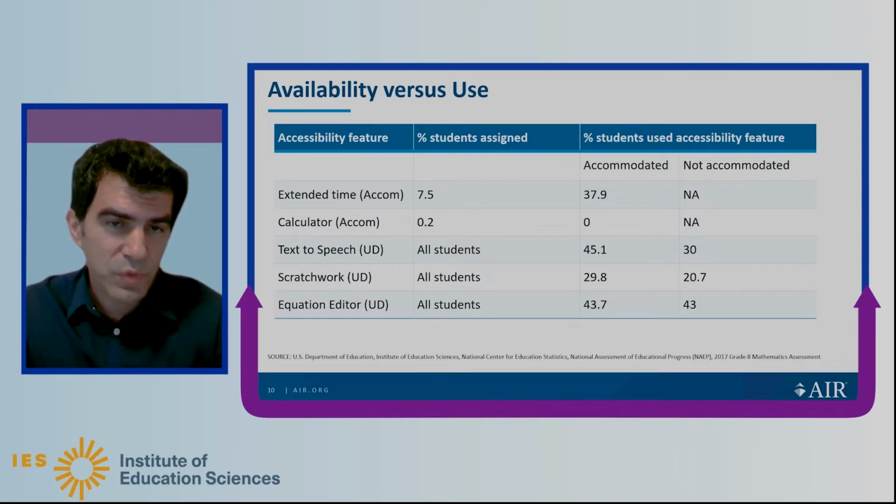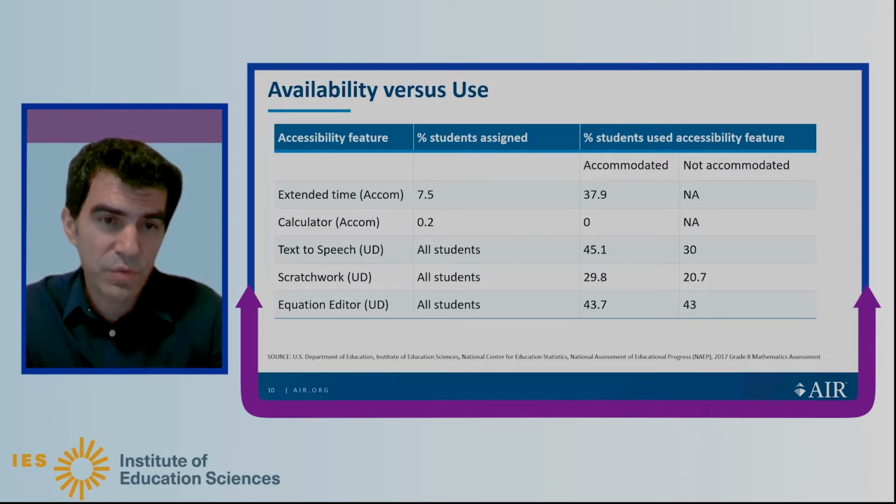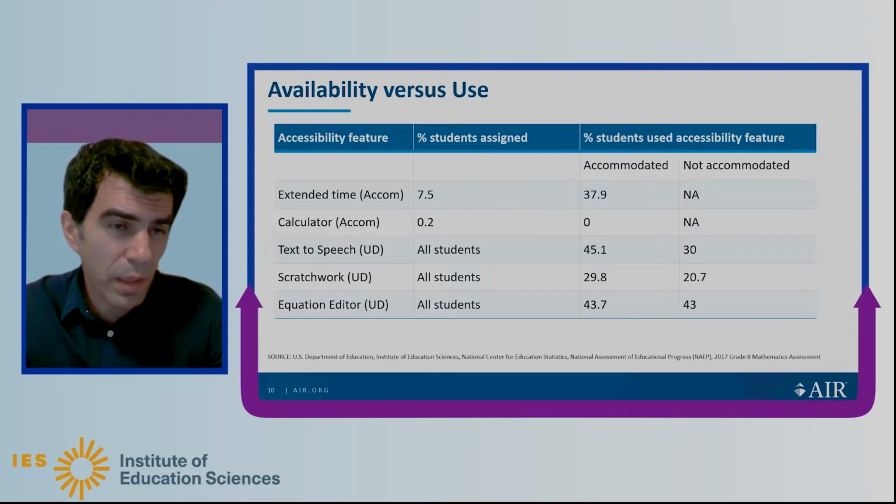The last two columns show the percent of students who use accessibility features. Extended time is used by about 38% of the students, meaning that the majority of the students who were granted this extended time as an accommodation, in fact, did not use it. And calculator was available to about 0.2% of the students in the sample, and in our sample, nobody used the calculator as an accommodation.